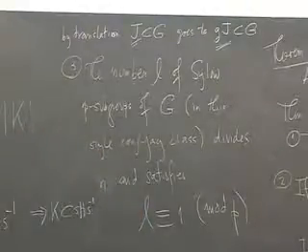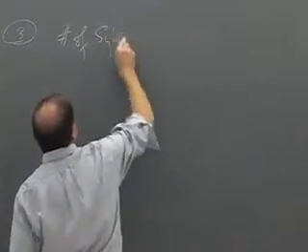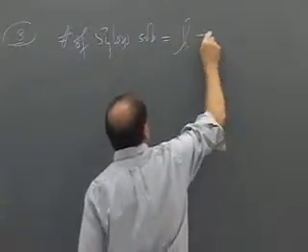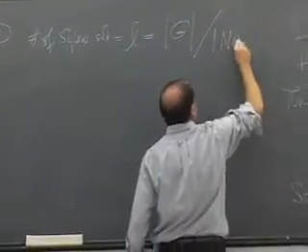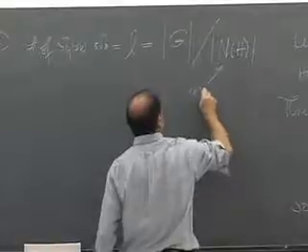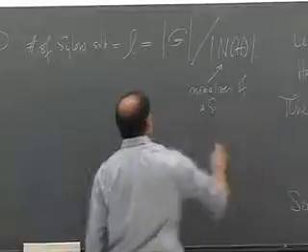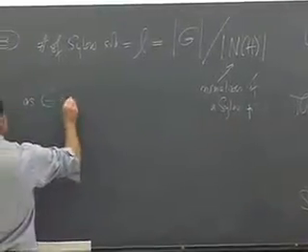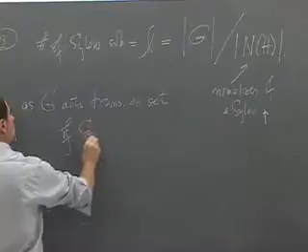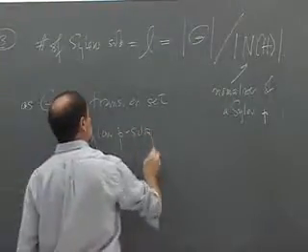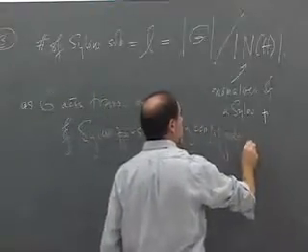Now, the number of Sylow subgroups, which we called L, is, I claim, the order of G divided by the order of the normalizer of a Sylow P, because G acts transitively on the set of Sylow P's by conjugation. That's part 2.